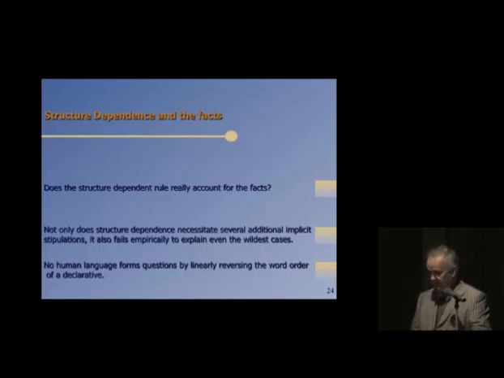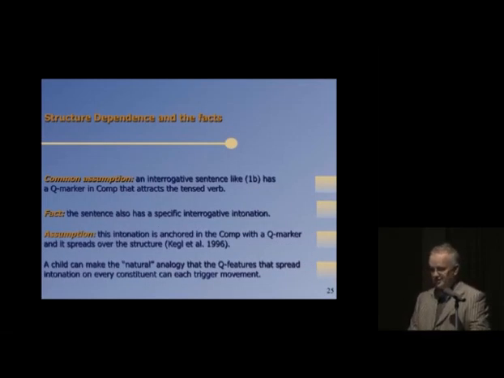Let's take a very wild case. No human language, to my knowledge, forms questions by linearly reversing the word order of a declarative. Well, it's very easy to do, even if you assume structure dependence. Take a common assumption. An interrogative sentence like 1b has a Q marker in comp that attracts the tensed verb. Take a fact. The sentence also has a specific interrogative intonation, at least in many languages. Take another fairly common assumption.